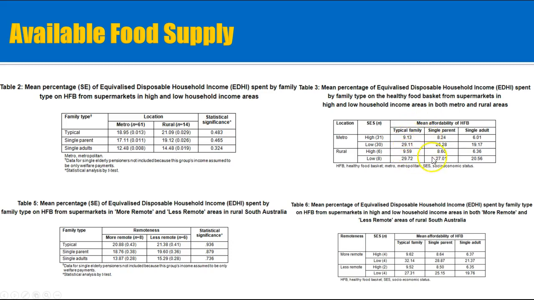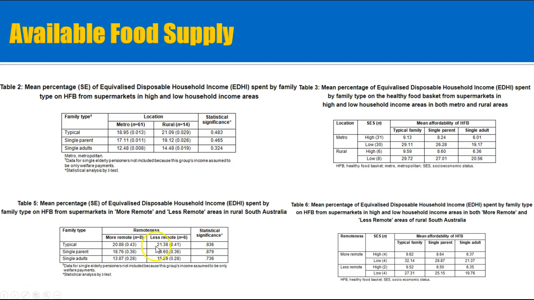So it's 9.1, 9.5, 8.6, and 8.2. So minimum effort. And it's the same for low socioeconomic impact as well. There's very little difference between rural and metro, but what is really interesting to see is the percentage of family income for mean affordability: for high socioeconomic areas, it's 10% of the income, whereas for low socioeconomic areas, it's actually 30%, which is huge.